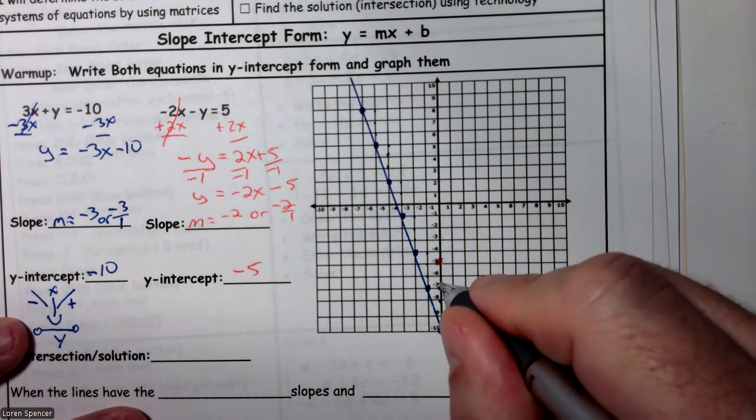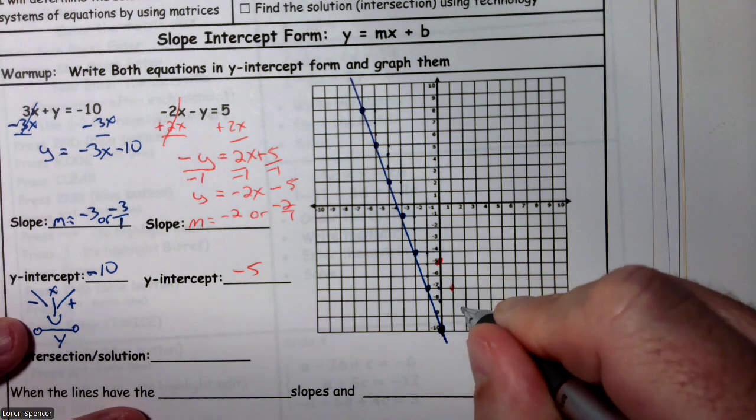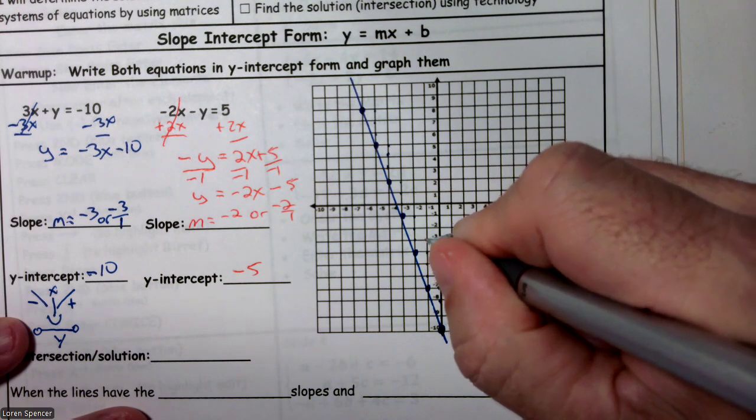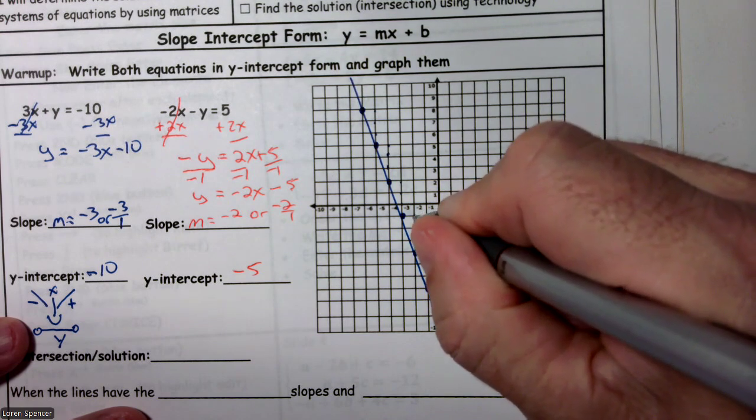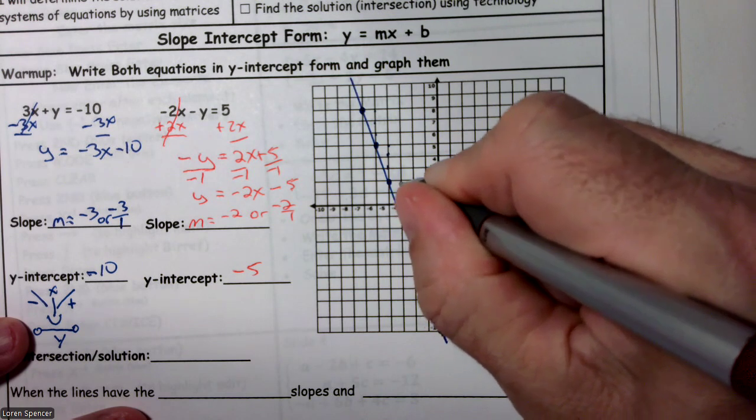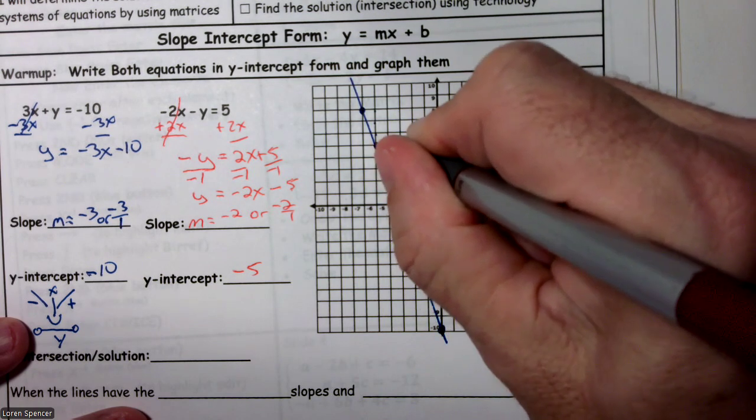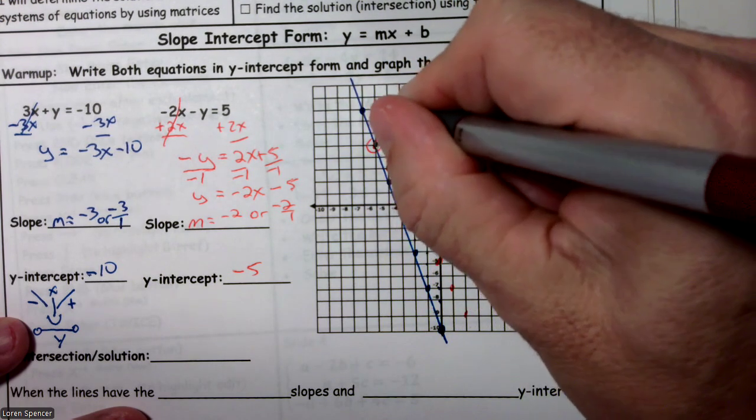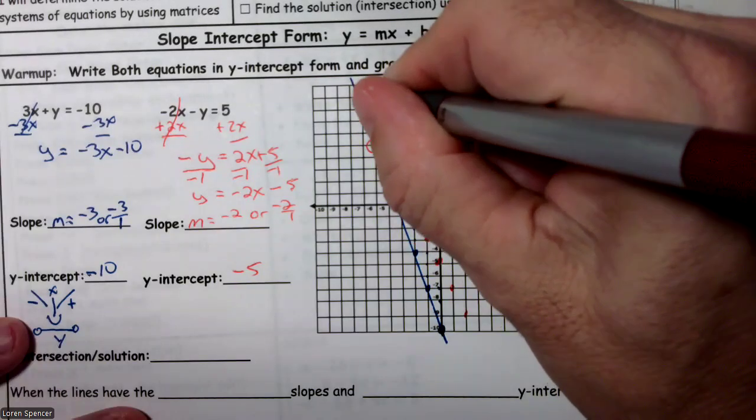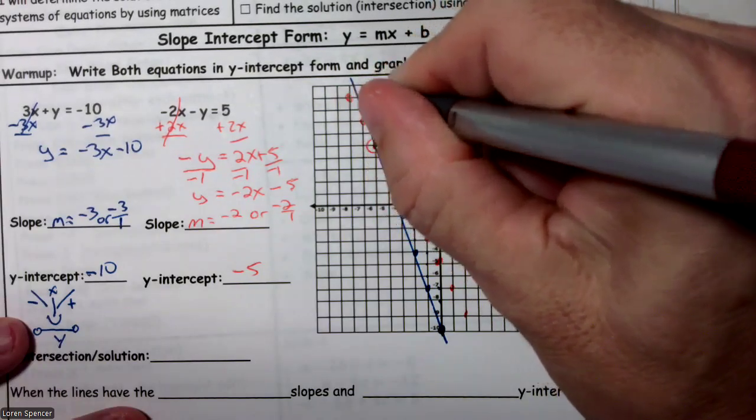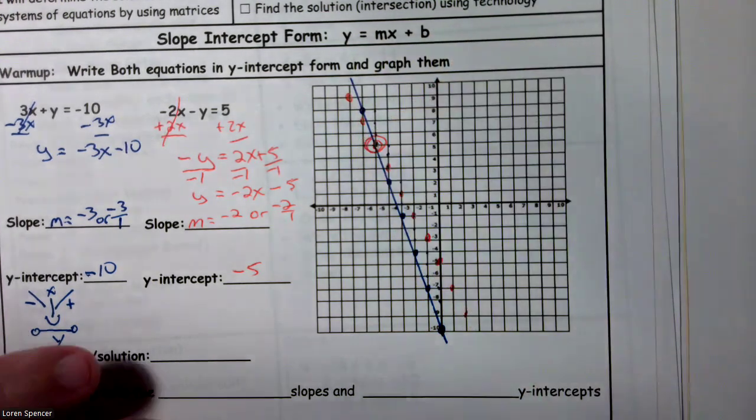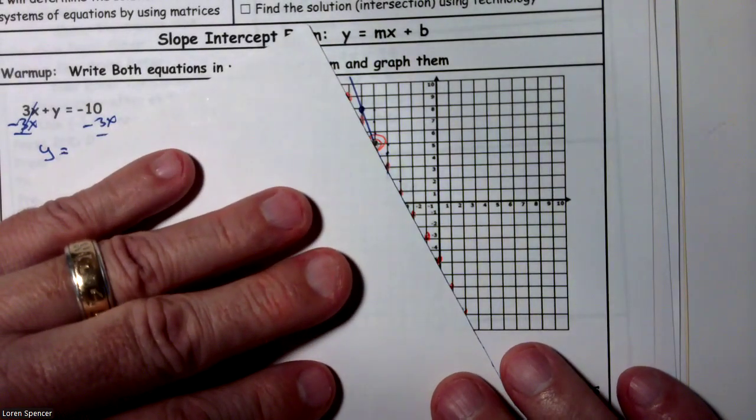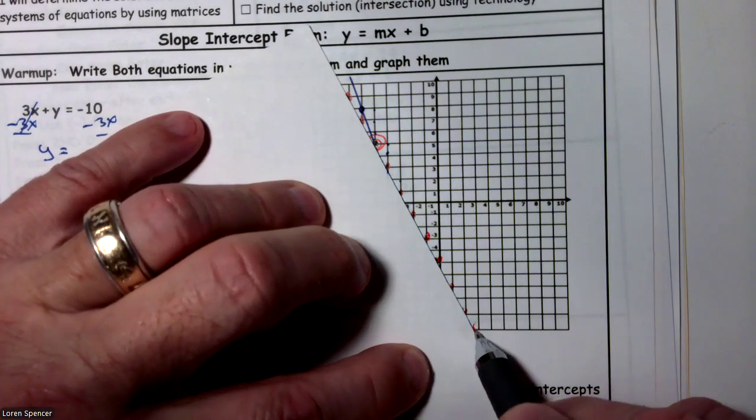So we can go down 2 and over 1, and down 2 and over 1. Continuing this way, up 2 over 1, up 2 over 1, up 2 over 1, until it looks like we hit right there. Up 2 and over 1, and then up 2 and over 1. So it looks like we're crossing right about there. Let's go ahead and draw a line. And once again, our grid isn't perfect, but it's close enough for what we're doing.